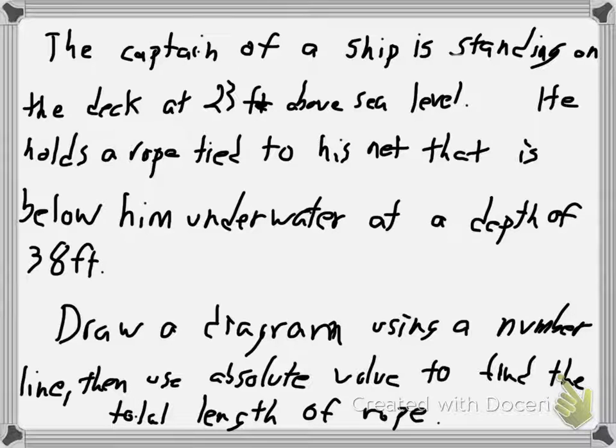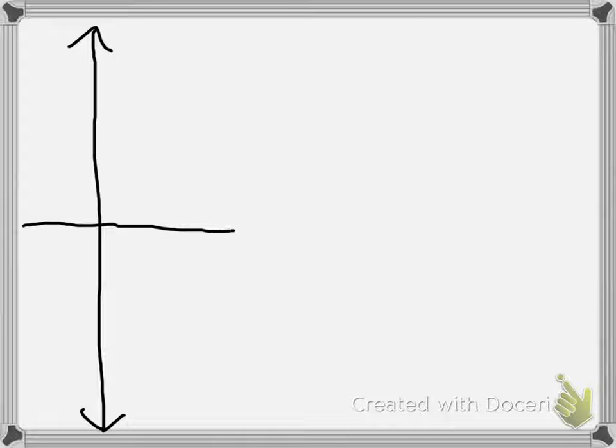Okay, if we want to draw a diagram using a number line, I'm going to start with my number line here. So I'm going to go all the way down. Because I'm talking about sea level and being on a boat, we know that we're going up and down for our number line. So I drew my vertical number line. And then I'm thinking, okay, if right there is sea level, I know that that point right there is 0. Okay, 0 is counting at sea level.